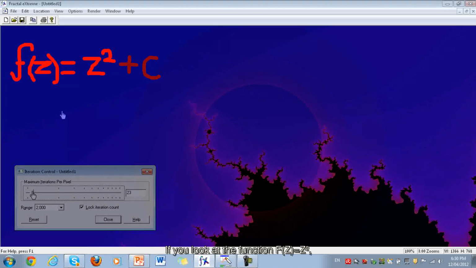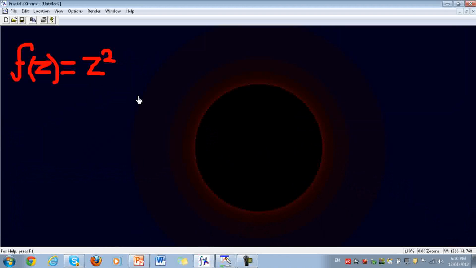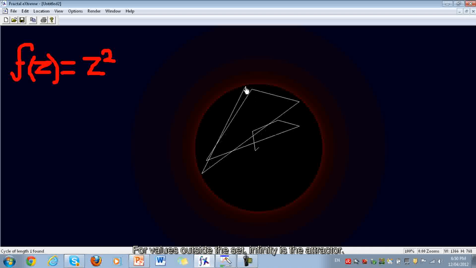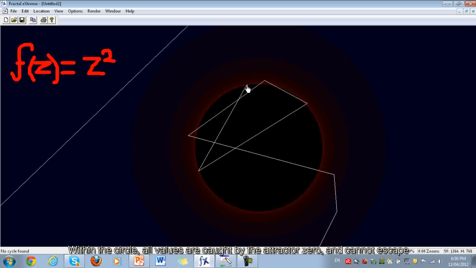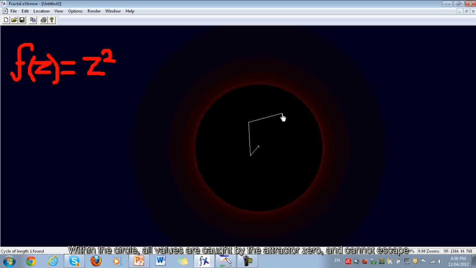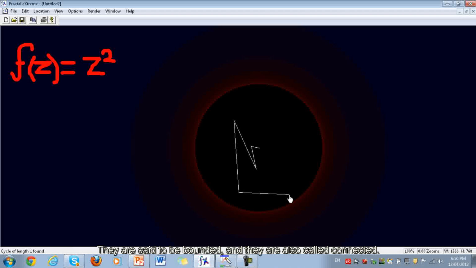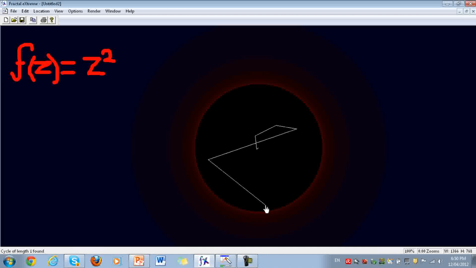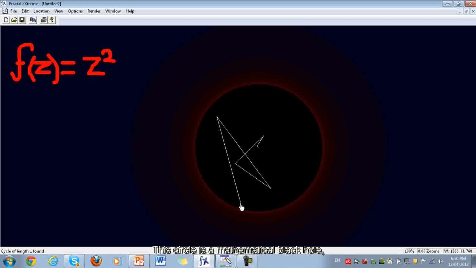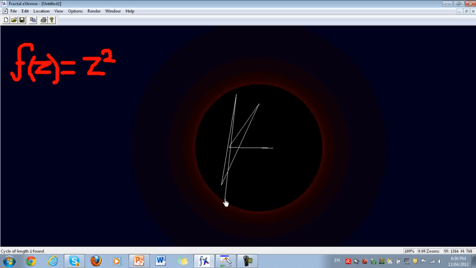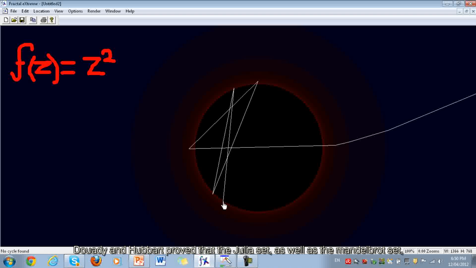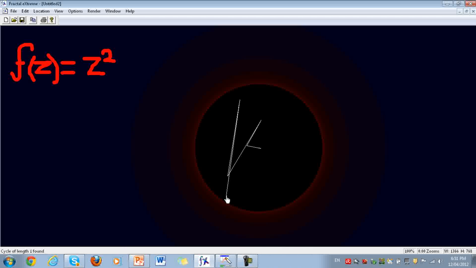If you look at the function f(z) = z², you can see that this curve is a circle. The point zero acts as an attractor for the values within the set. For values outside the set, infinity is the attractor. Within the circle, all values are caught by the attractor zero and cannot escape. They are said to be bounded, and they are also called connected. This circle is a mathematical black hole, and the boundary is the event horizon. Douady and Hubbard proved that the Julia sets, as well as the Mandelbrot set, are the same kind. Like the circle, they are connected.